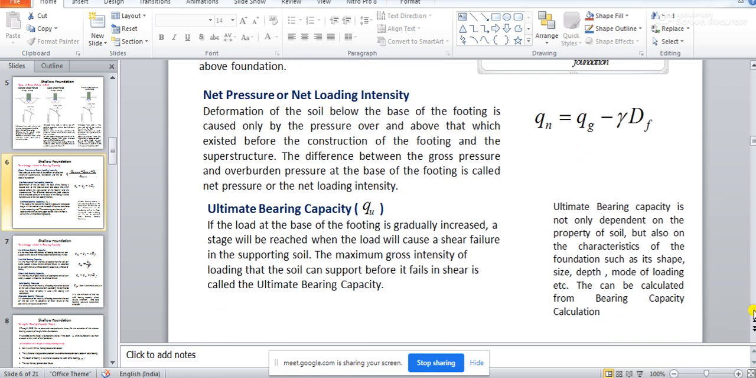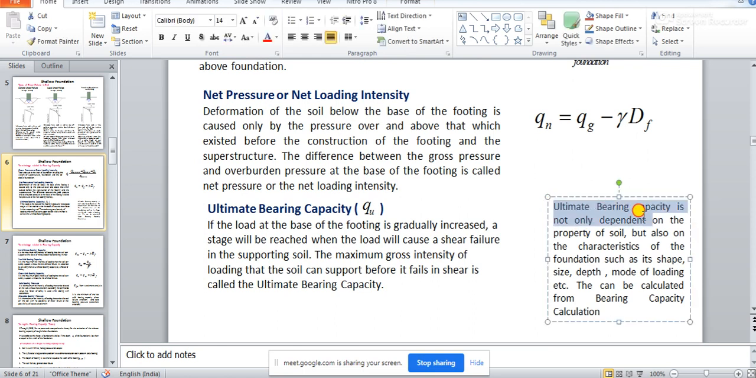We'll discuss it later, but you must understand that ultimate bearing capacity is not only dependent on the properties of the soil. It is not only dependent on cohesion and angle of internal friction of soil, but it also depends on the characteristics of the foundation. What is the type of the foundation? That means, what is the shape of the foundation?